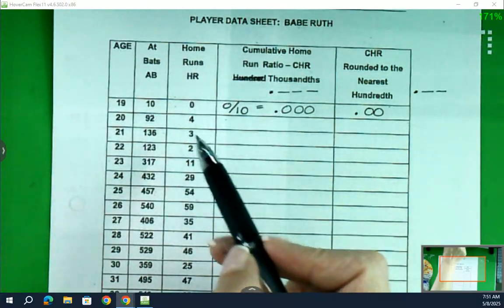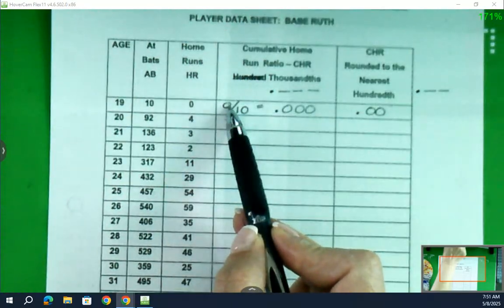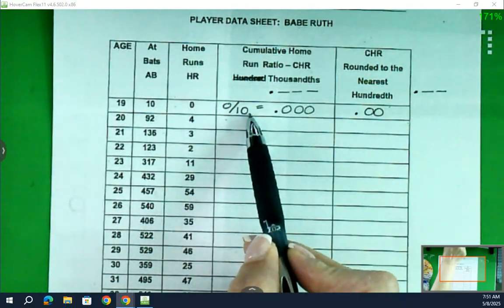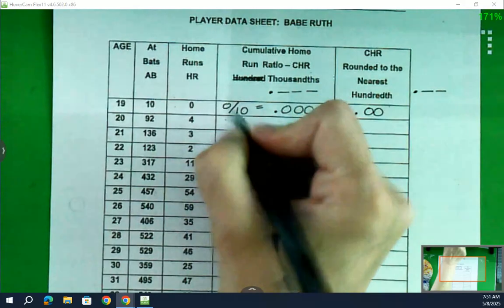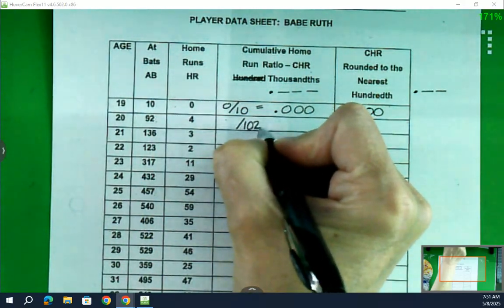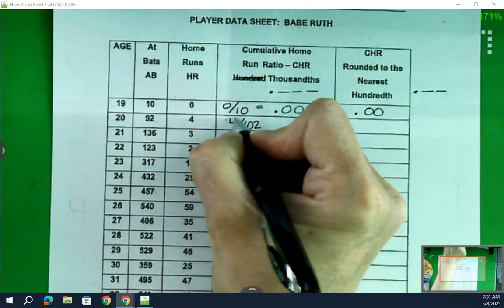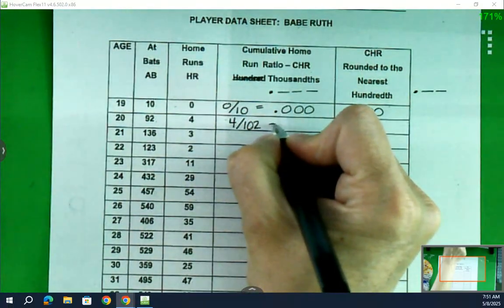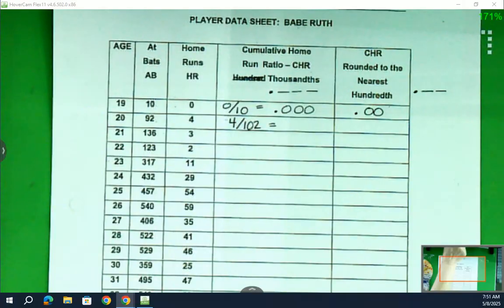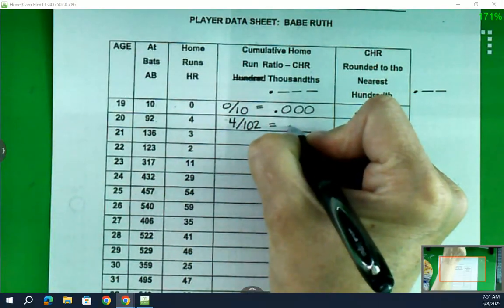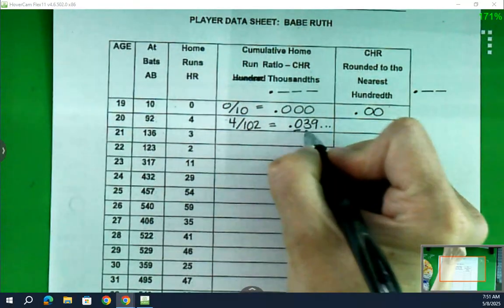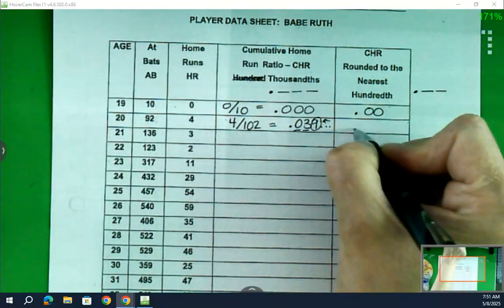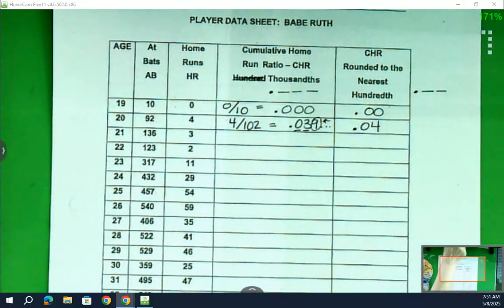So we are going to be adding our home runs to the previous number and our times at bat to our previous number. So at age 20 so far, Babe Ruth was 92 plus 10, 102 times at bat, and he had 4 home runs. And then to get our decimal, we're just going to divide. So 4 divided by 102 is 0.039, and it keeps going, but we just need those 3. Okay, looking at our 2 decimal places, the 9 rounds up, so this becomes 0.04. So 4% of the time he had a home run.